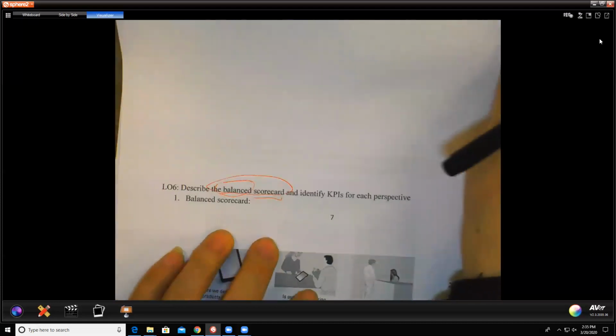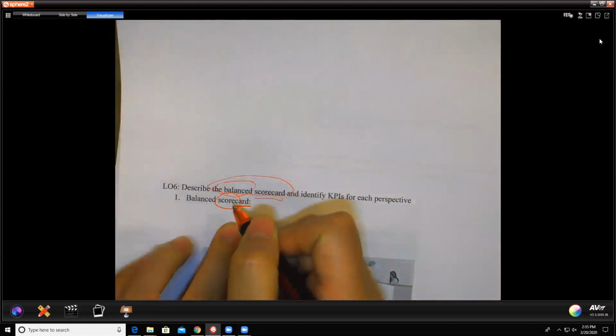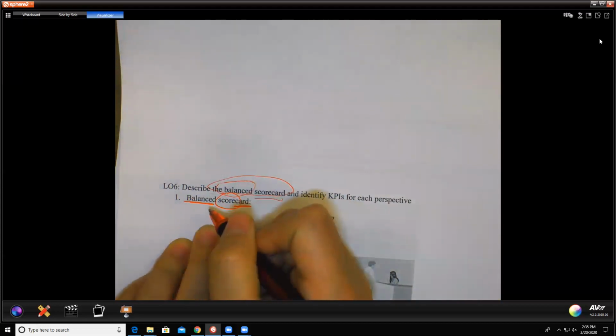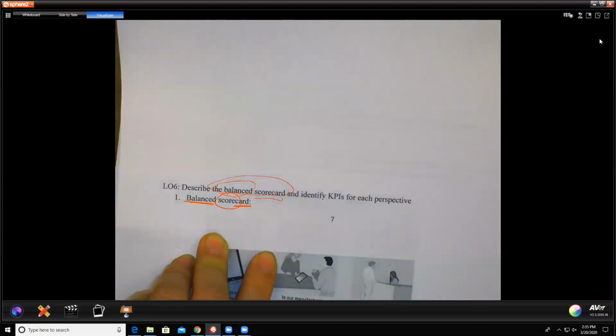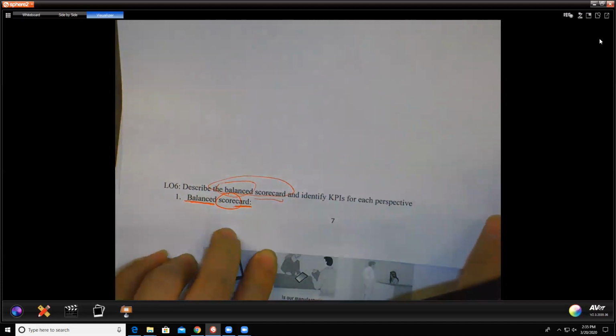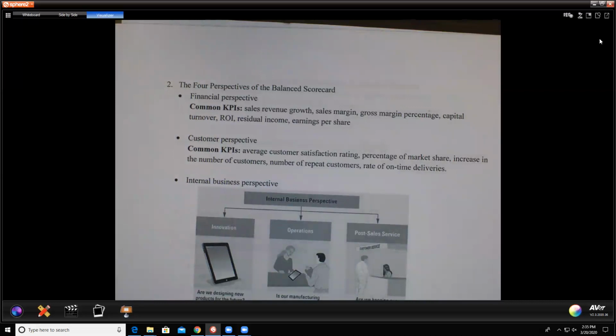So the balanced scorecard, I didn't even write it out. It's a card with a score, right? It's a scorecard, but we also balance. What do we balance? We balance financial performance and non-financial performance. We also balance the short-term and the long-term. So that's why we call it a balanced scorecard. Four perspectives.